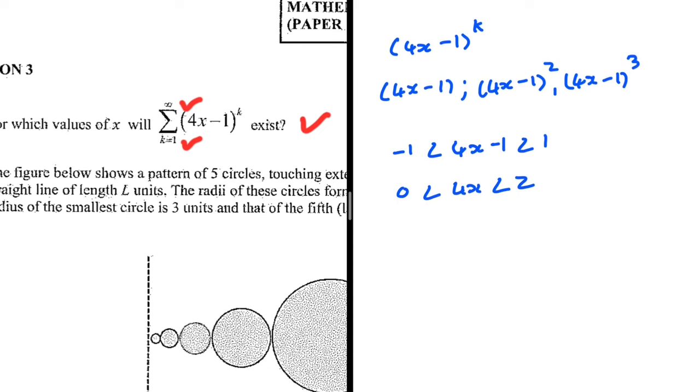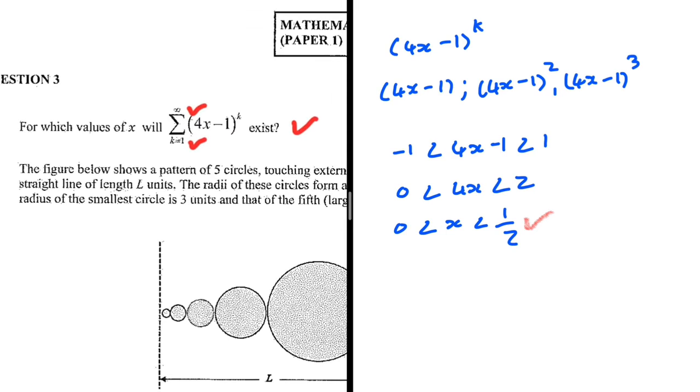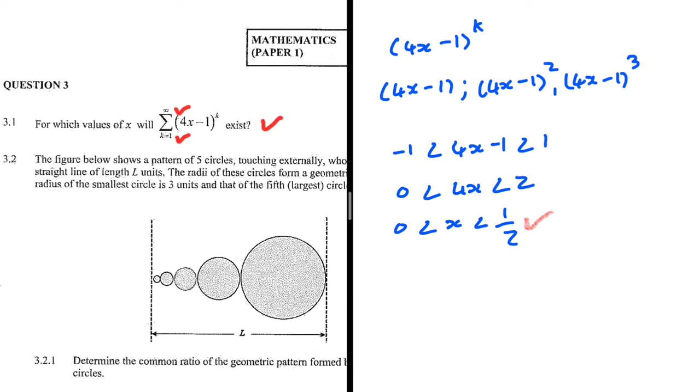Right. So let's go ahead and divide both sides by 4. 0 divided by 4 is 0, and then 2 divided by 4 is 1 over 2. So when x is between 0 and a half, this sum will exist, right? Because r will be between minus 1 and 1. The sum, or not the sum, but the series will be convergent. So there we go. That is 3.1.